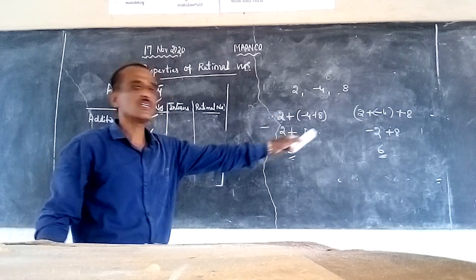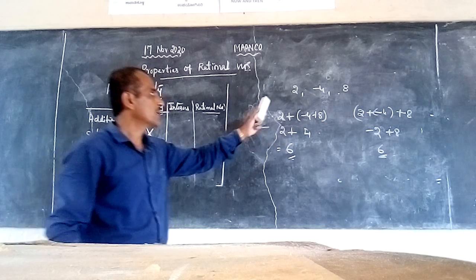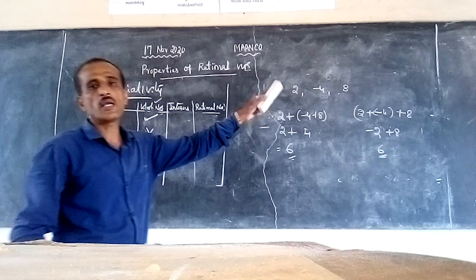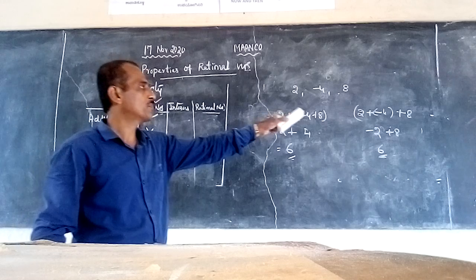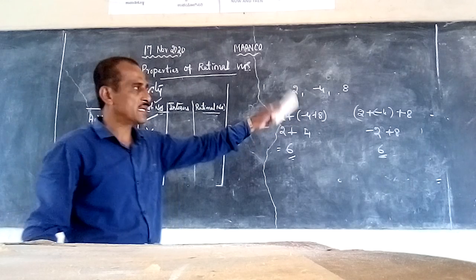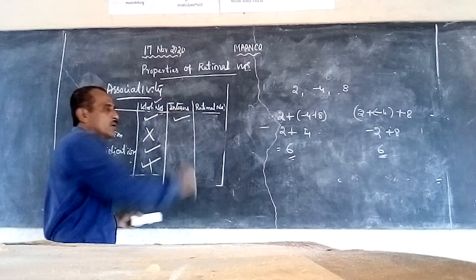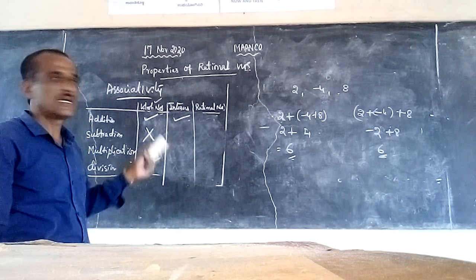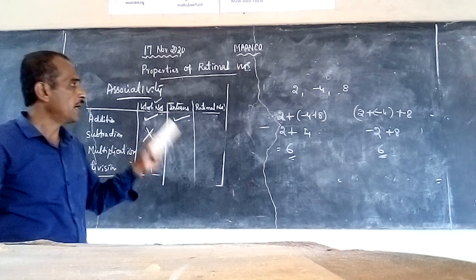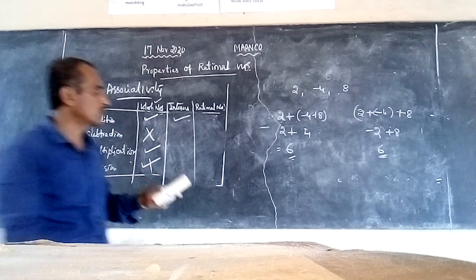This side also 6, there also 6. Therefore, (a + b) + c is equal to a + (b + c). Addition for integers holds good, or addition is associative for integers. We can check the same for subtraction.